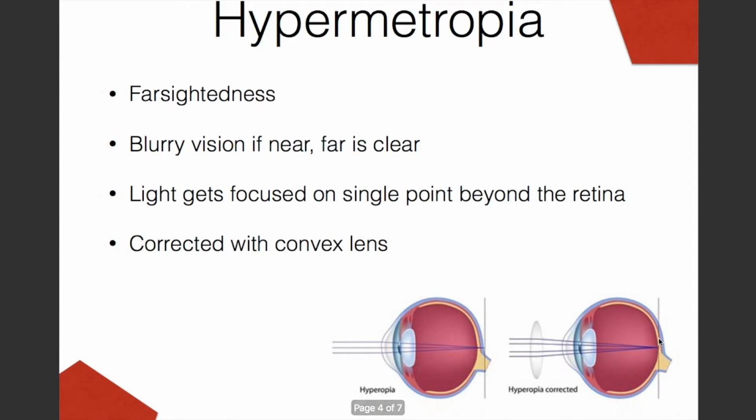You have hypermetropia, and with hypermetropia, it's the opposite of myopia, where basically it's farsightedness, where you can see the far objects, but the near objects give you blurry vision. Here what happens is the opposite. The light gets focused on a single point, but the point is beyond the retina. If you can see in the picture here, the light gets focused beyond the retina. And so you can fix it with a convex lens, which is basically going to refocus the light on the retina.